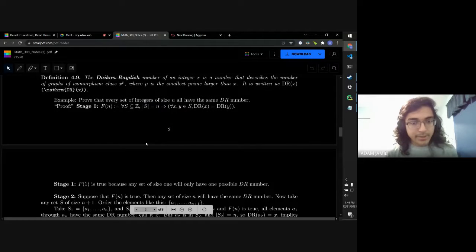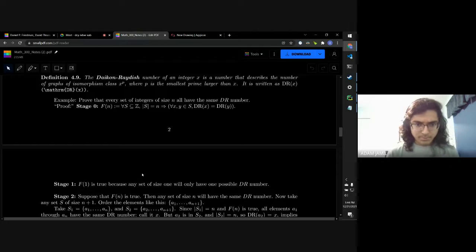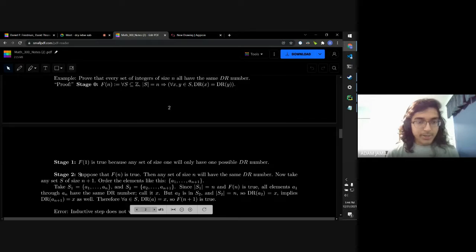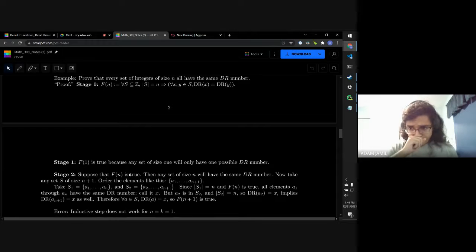Okay. Now let's use the base case. The base case is easy. F of 1 is true because, well, if you have a set of only size 1, then every two elements inside the set should have the same dr number, right? Because dr is a function. Okay. Now let's do induction. Suppose that f of n is true. So what does that mean? I have a set of size n, and everything, no matter what set this is of integers, everything has the same dr number.